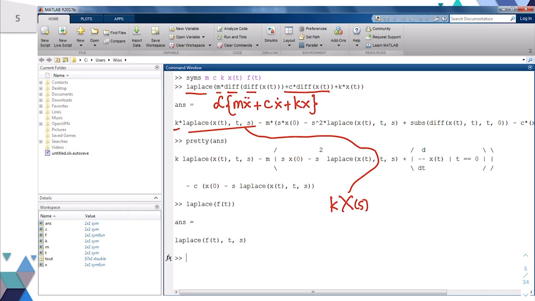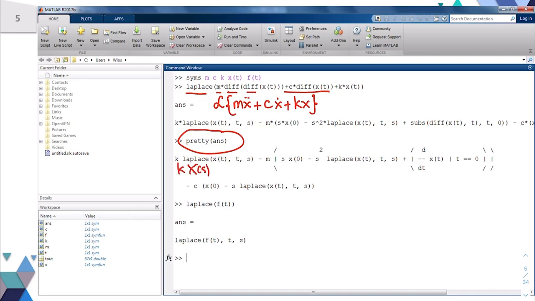And then this one is s x(0). We assume that the initial condition is 0. And then this one is s squared. Actually I have made this result pretty big, so I make it prettier by applying pretty. So it will be k X(s), right? And then this one is minus m. This one is 0. Inside the bracket, minus and minus become plus, s squared times the Laplace transform of x(t), so it will be X(s), right?